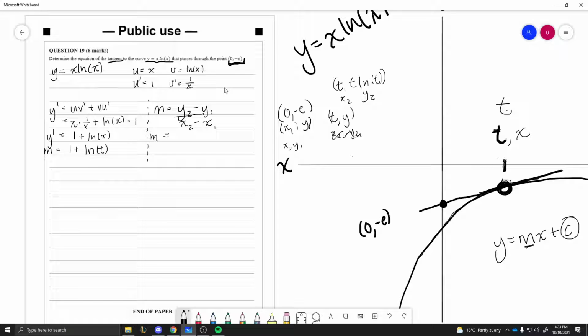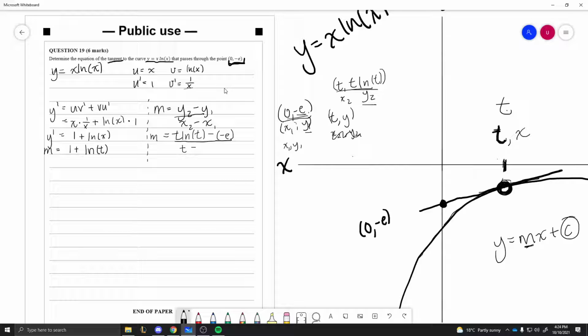So m is equal to y2, so t ln of t, minus, see this point, y2 minus y1. y1 is negative e. Put this in brackets because it's just the number itself, over, and then x2, which is t, minus x1. x1 is 0. So you just need to remember, because you're finding the average of two completely valid points, that's how you'll find your gradient.